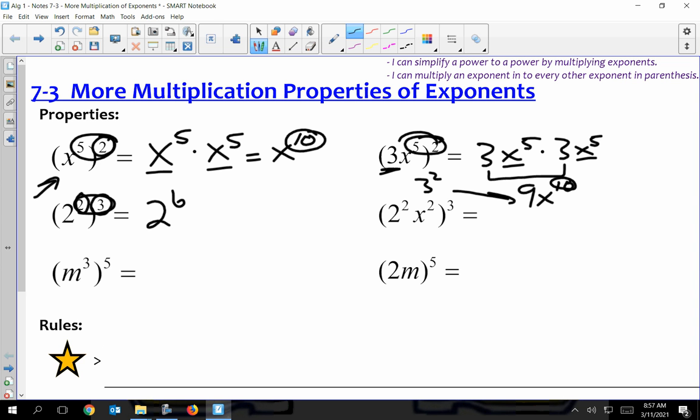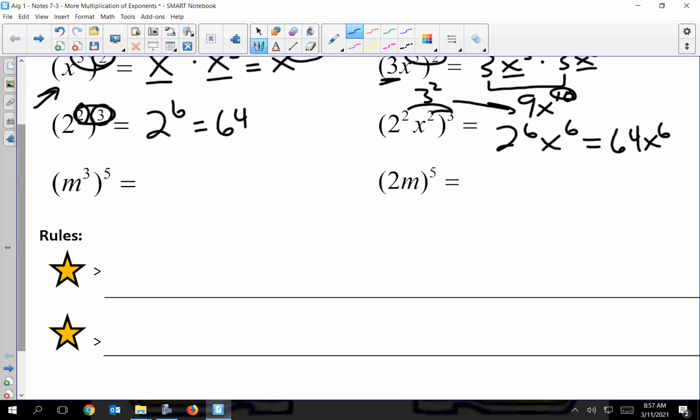If you want to multiply that out, 2 to the 6 is, I think, 64. Yep, it is. So taking that rule, let's distribute this 3 through here. That's going to get me 2 to the 6th and x to the 6th, and 2 to the 6th is 64. So the rule here is we can multiply exponents when they're being raised by another power. Since the 5's outside, I can go ahead and multiply them. I get an m to the 15th.